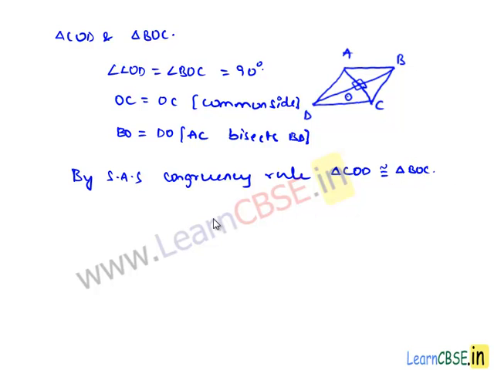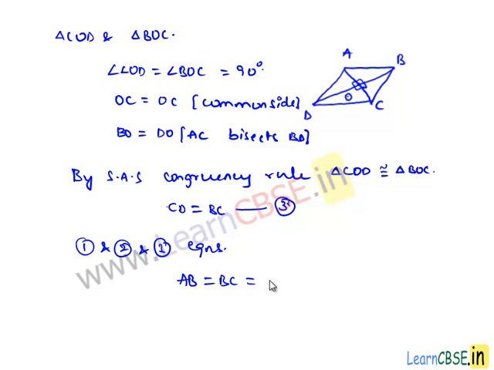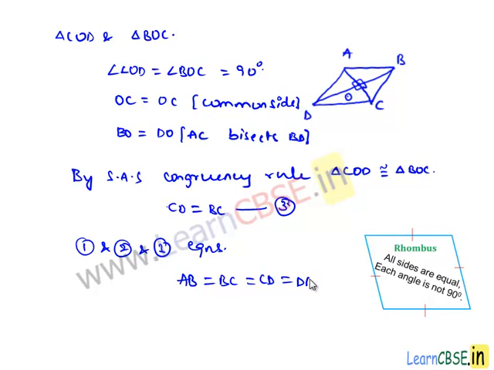Now when two triangles are congruent, we can say their corresponding sides and angles will be equal. So here the corresponding sides CD can be equated to BC. Let us name it as equation number 3. Now from 1, 2 and 3rd equations, we can say every side is equal to CD, and so we can say AB is equal to BC is equal to CD is equal to DA.